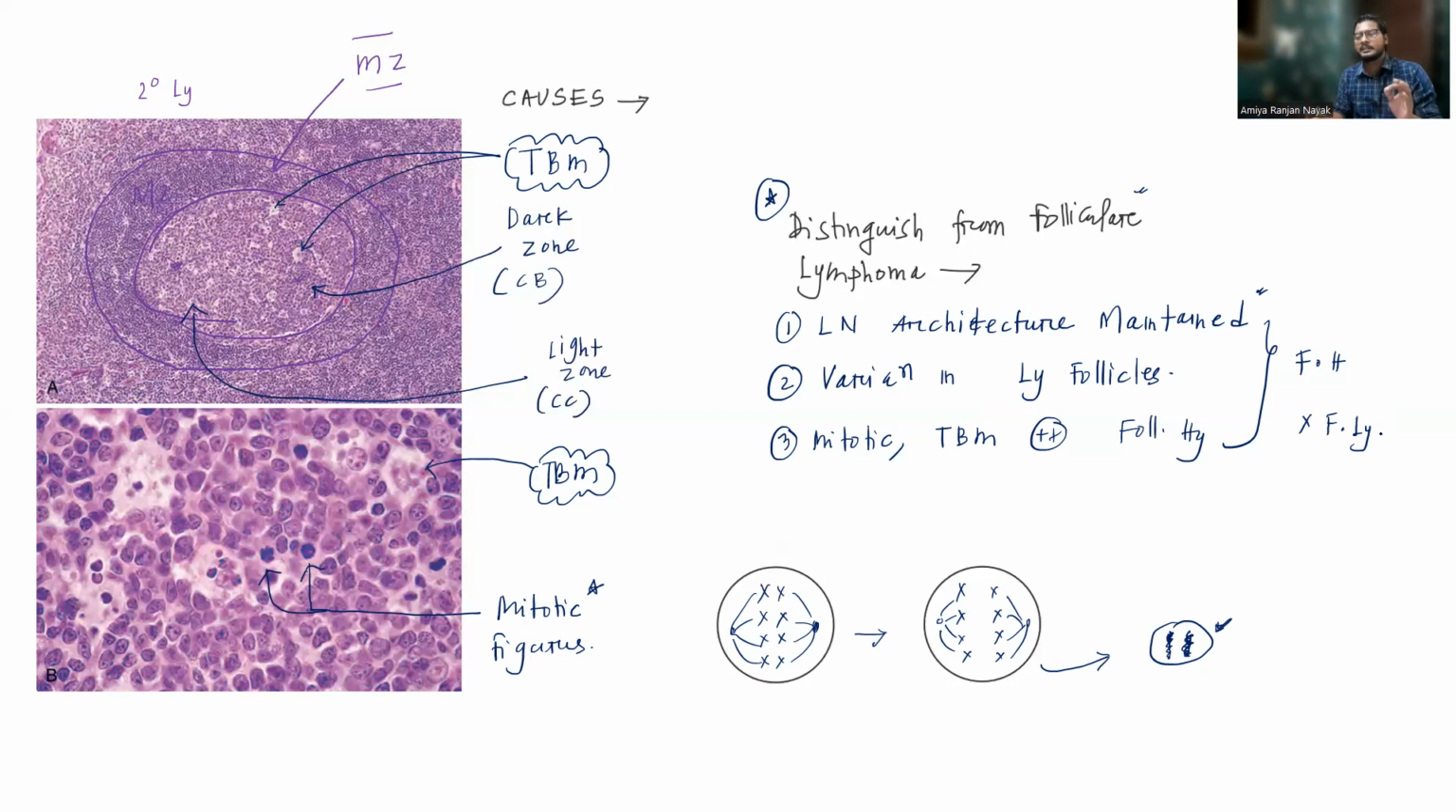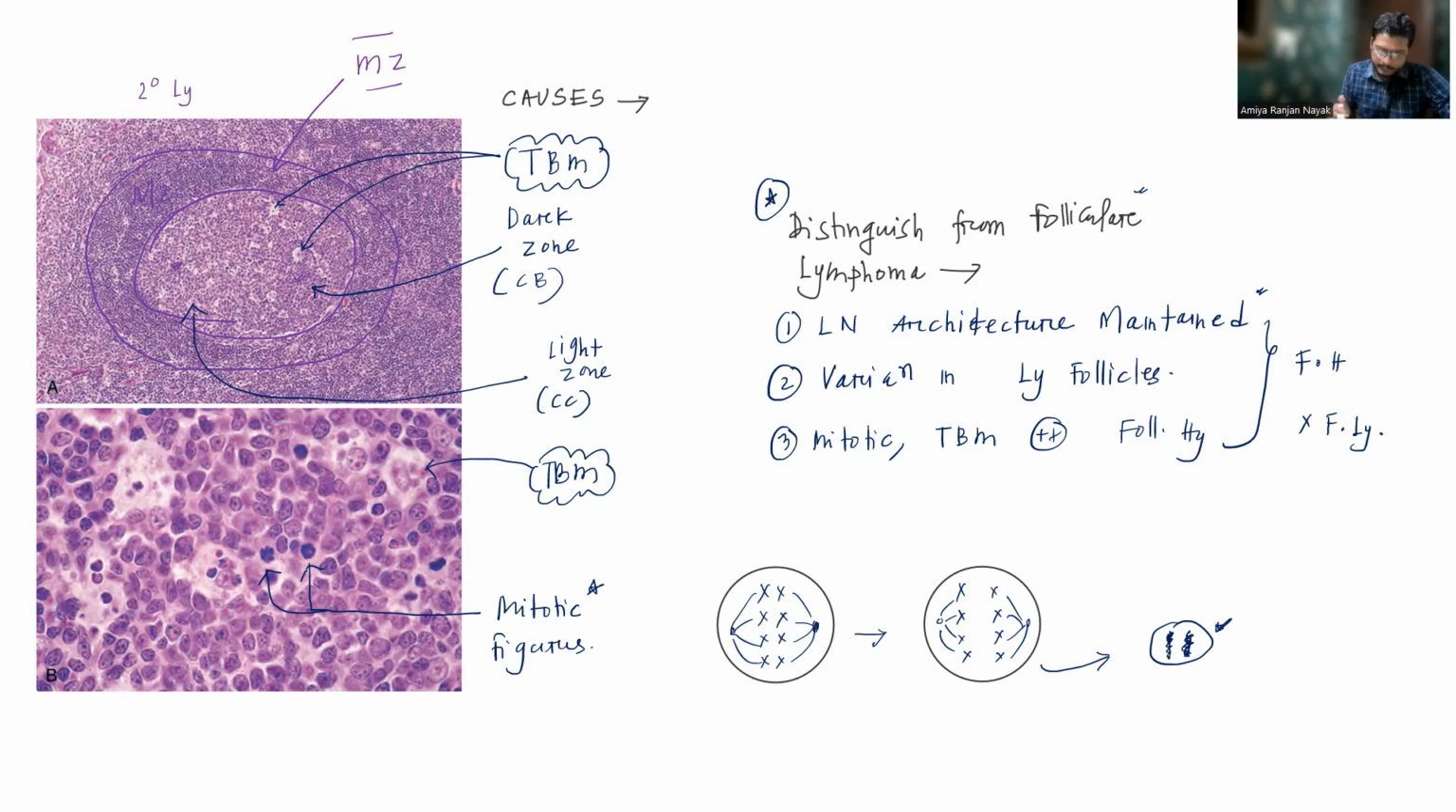Lymph node architecture is maintained. There will be variation in the lymphoid follicles, and you are going to find mitotic figures and tingible body macrophages in the follicular hyperplasia. What are the causes? As I have told you, any condition that will cause a humoral immune response, in all those conditions, you are going to find a follicular hyperplasia.